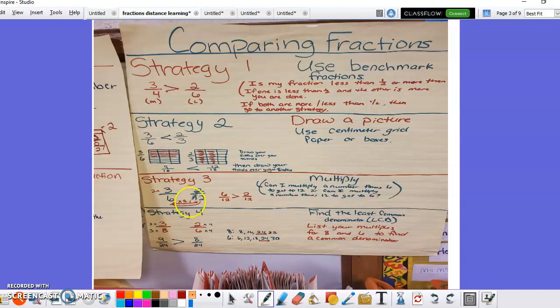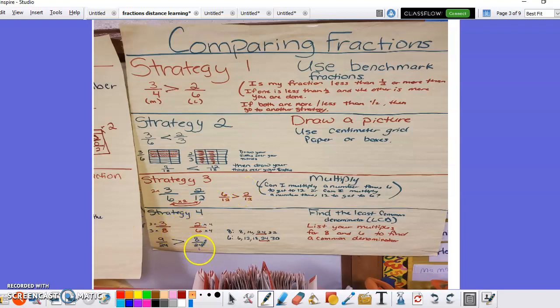And so then when I multiply, whatever I do to the bottom, I do to the top. So 2 times 6 and 2 times 3 gives me a new fraction of 6/12. So I see that this is now 6/12, and then I have 2/12. Well, now that I have them both in the same denominator, I can clearly see that they are not equivalent and that 6/12 is larger. So I will put my comparison symbol facing the 6/12.